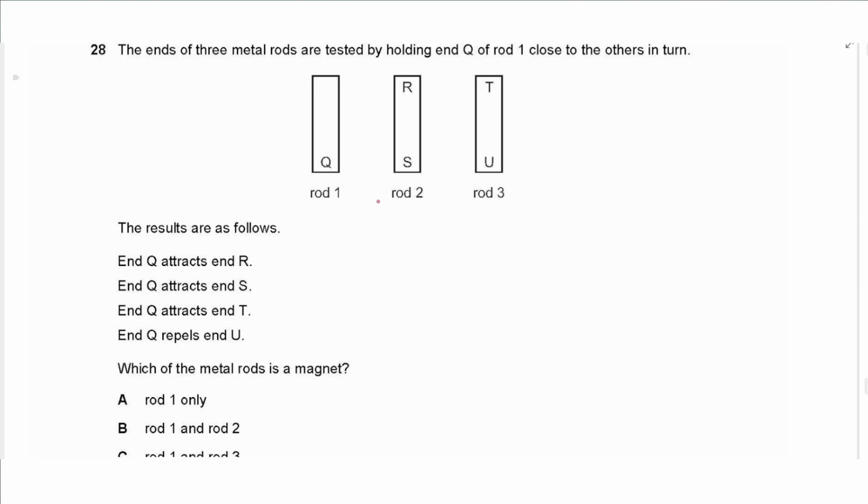1 close to the others in turn. The results are as follows: the end Q attracts R and Q attracts S. So both are attracted. That means that's a magnetic material, but it is not a magnet because it does not have poles. So one pole should be repelled by Q. The next are Q attracts T and repels U. So this is a magnetic material, but it is magnetized because one of them is north and the other is south, and this must be a magnet also because it is repelled. Any repulsion ensures that both objects are magnets.